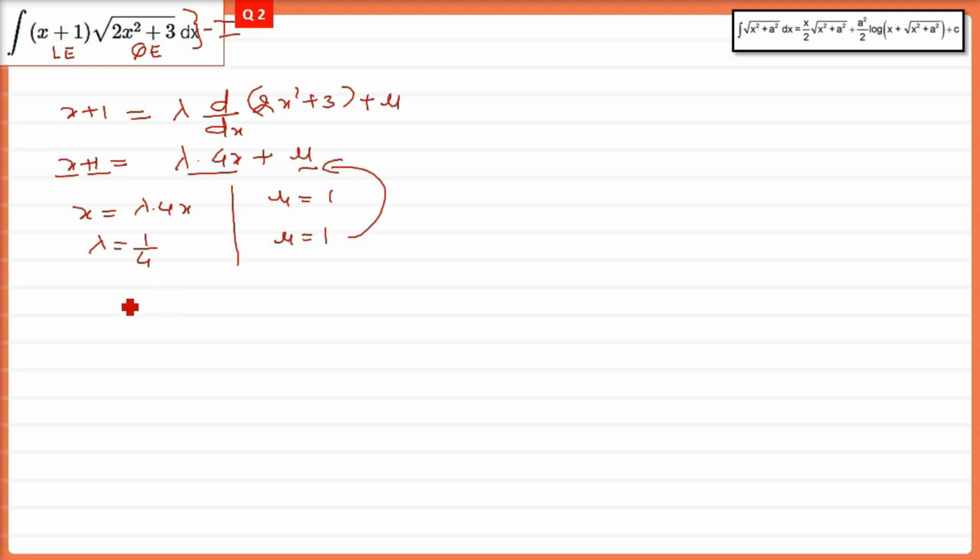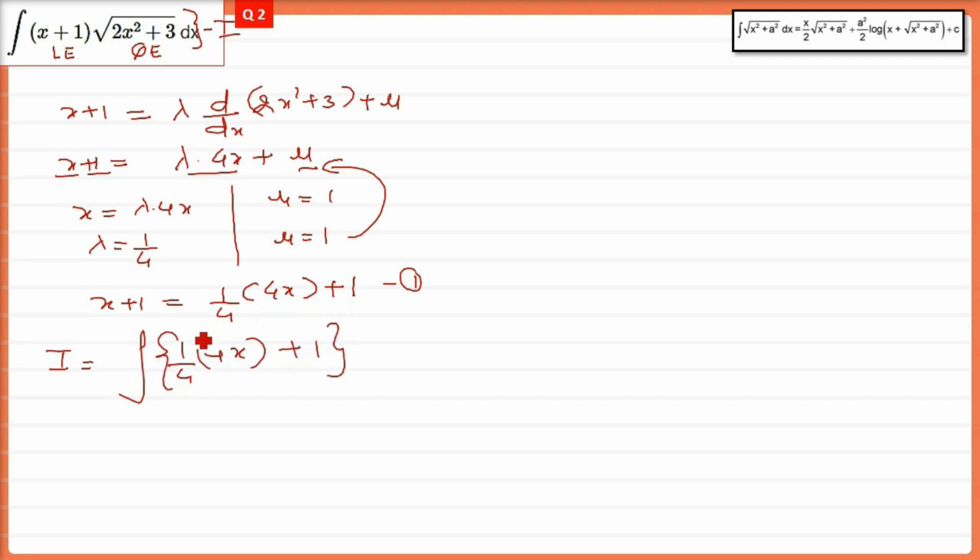Now let's put lambda and mu in this equation. So x plus 1 will become 1 by 4 into 4x. Now you will be tempted to cancel this 4 out, but this will not be a good idea. You will understand in a bit. In place of mu, I am putting 1 now. Now the integration becomes like this. In place of x plus 1, after all this processing, we will place 1 by 4 into (4x plus 1), and then under root 2x squared plus 3 will remain like this.